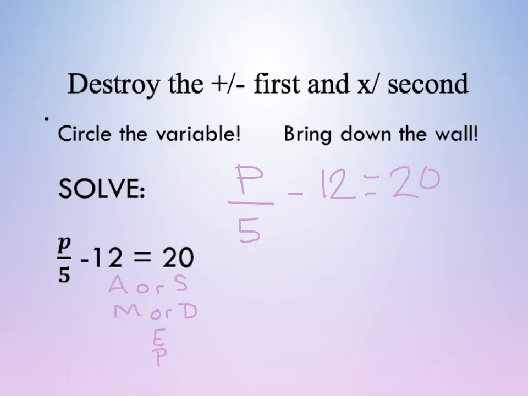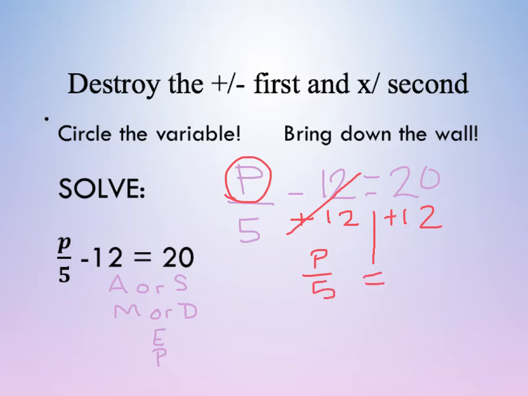Okay, so we're going to go ahead and circle the P because we want to get that by itself. We're going to bring down our wall. And we're going to look and find the very first thing we're going to do is add or subtract. It's telling me to subtract, so I'm going to add 12 on both sides. On the left-hand side, I know that negative 12 plus 12 cancels out, and it leaves me with P divided by 5 is equal to, and on the right-hand side, 12 plus 20 is going to give me 32.